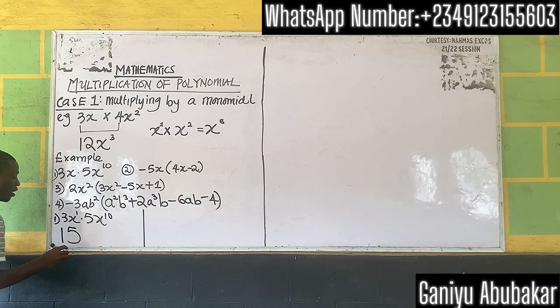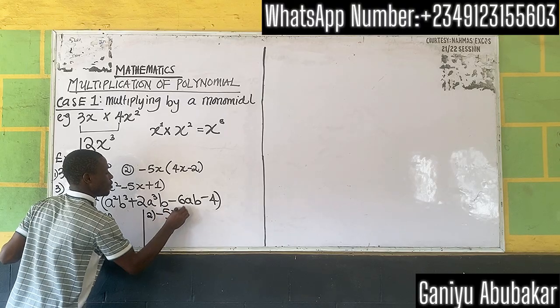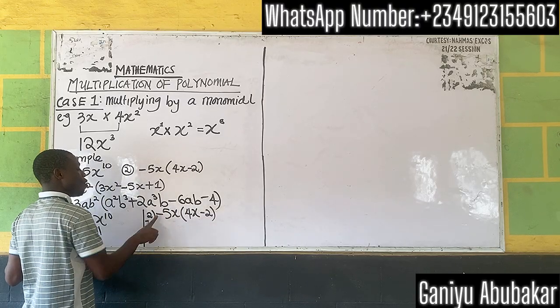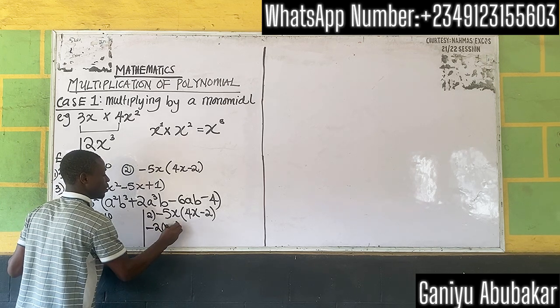1 plus 10 is 11. That gives you x to power 11. That's all. For number 2, I have minus 5x into 4x minus 2. The task is simple here. Minus 5x times 4x gives you minus 20x squared.